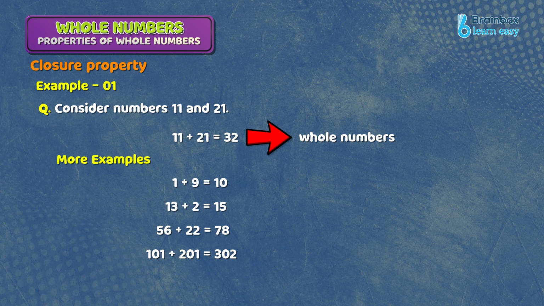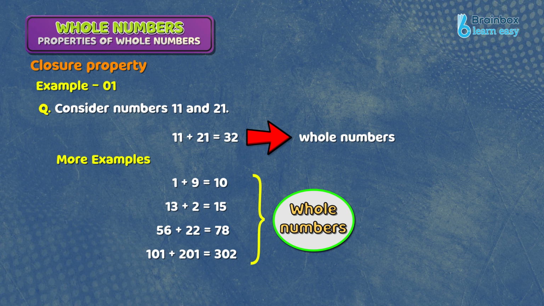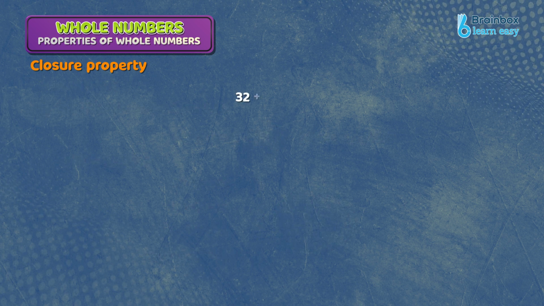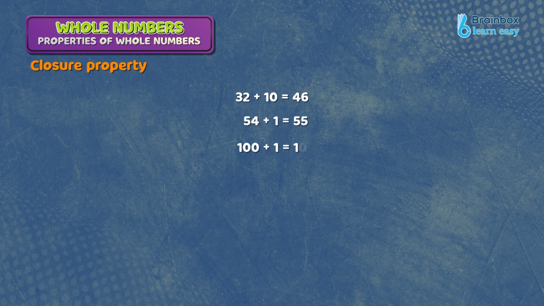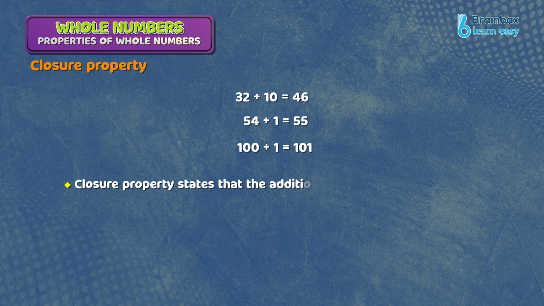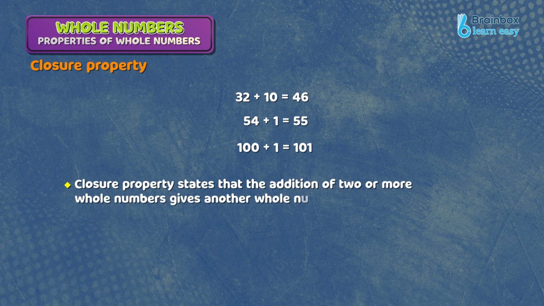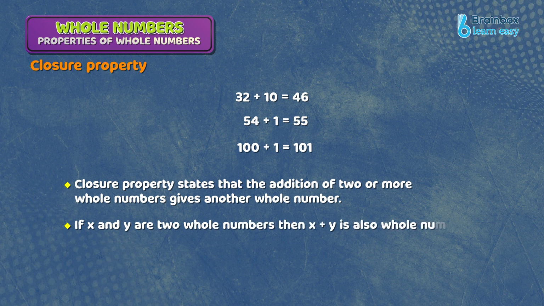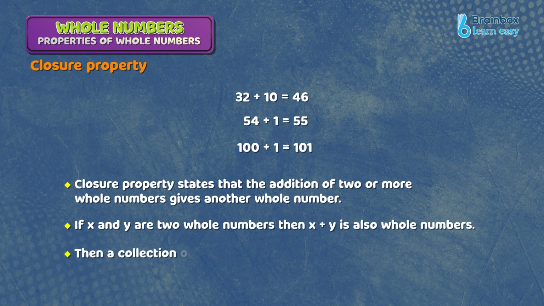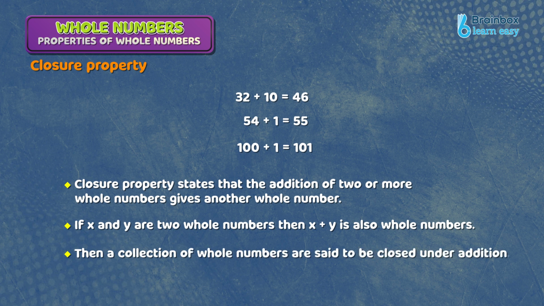In all the above examples, we can very clearly see that when we add two whole numbers, the answers are also whole numbers. Can you identify any pair of whole numbers that when added will not give a whole number? Well, we see that no such pair exists. This property is known as the closure property of addition for whole numbers. Closure property states that addition of two or more whole numbers gives another whole number. If x and y are two whole numbers, then x plus y is also a whole number. Then the collection of whole numbers is said to be closed under addition.